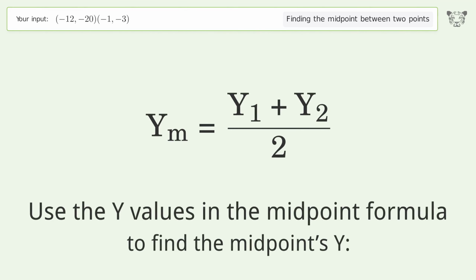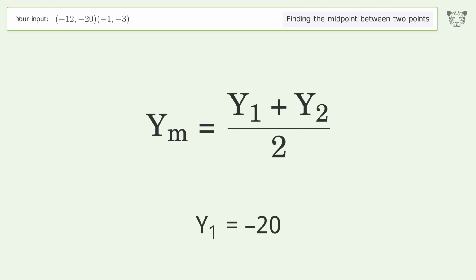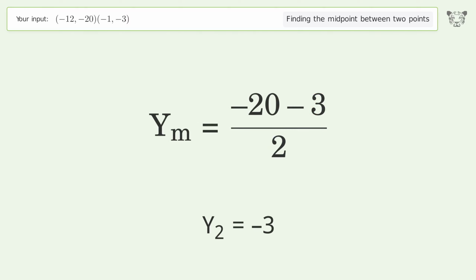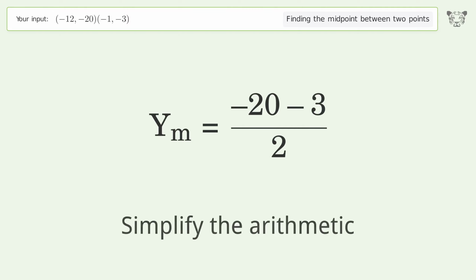Use the y values in the midpoint formula to find the midpoints y. y1 equals -20. y2 equals -3. Simplify the arithmetic.